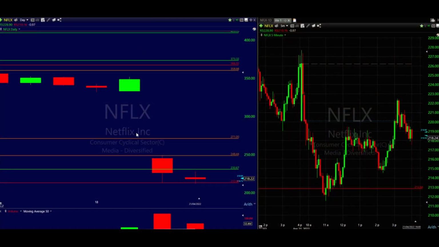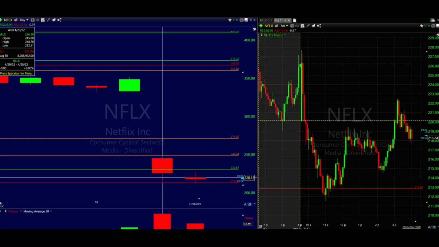All right, this is Netflix daily chart, the left chart here. You can see the big gap down on April 20th, more than 40%. And we are looking at a way to trade the second day after the gap down. First of all, we need to know where the high and low of the gap down day is. 248.44 is the high and 212.84 is the low.